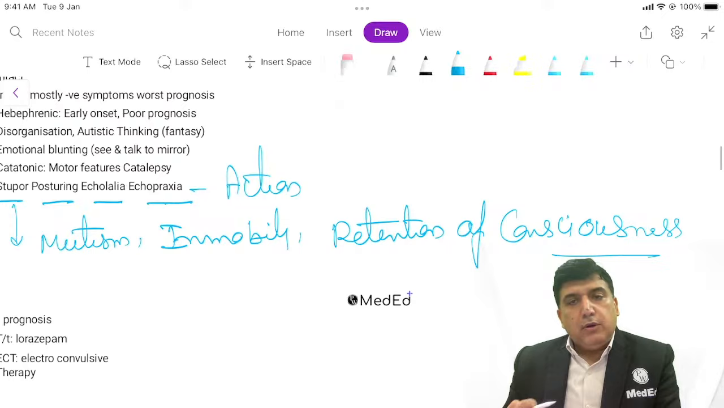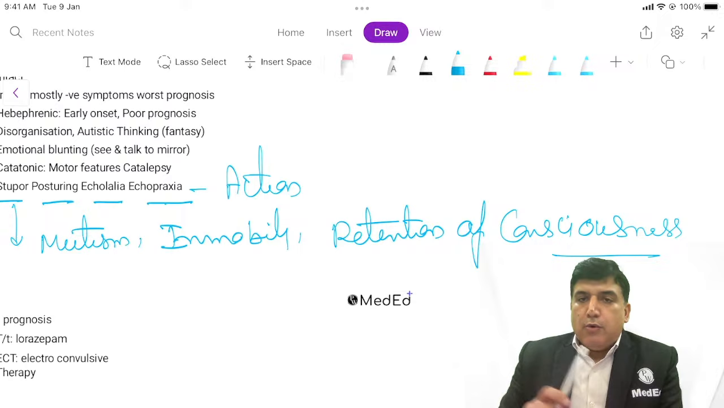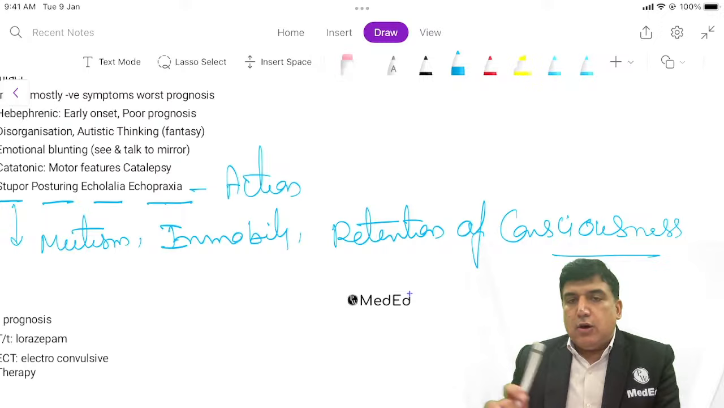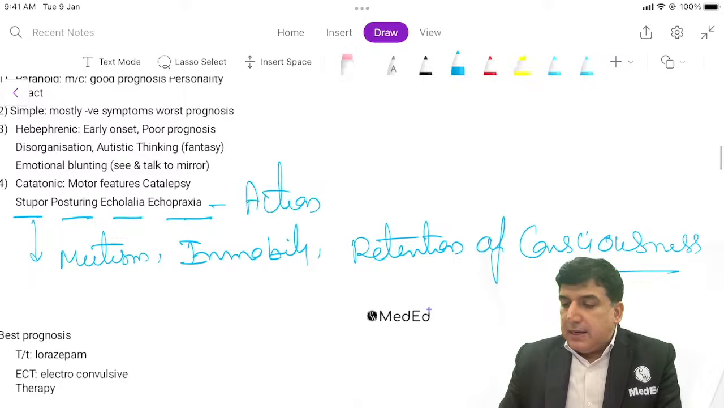How do we know that the person has retention of consciousness? Suppose the patient is lying on a bed, you move an object in front of the eyes of the patient, and the patient basically follows the object. So we call it mutism, immobile, and retention of consciousness. So stupor, posturing, echolalia, and echopraxia.